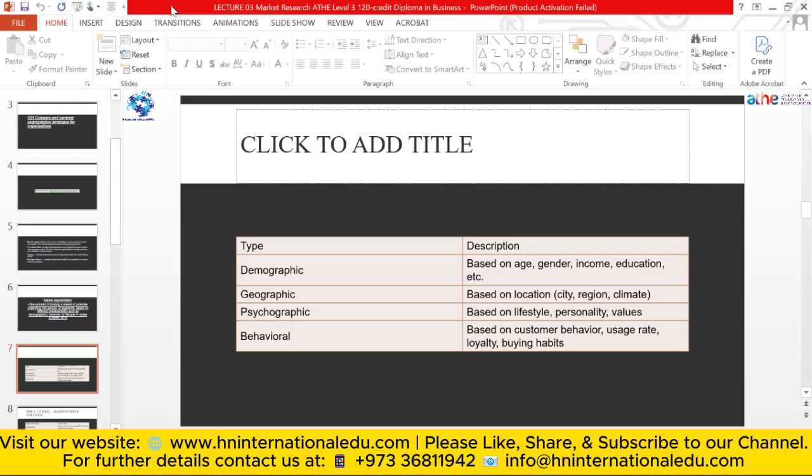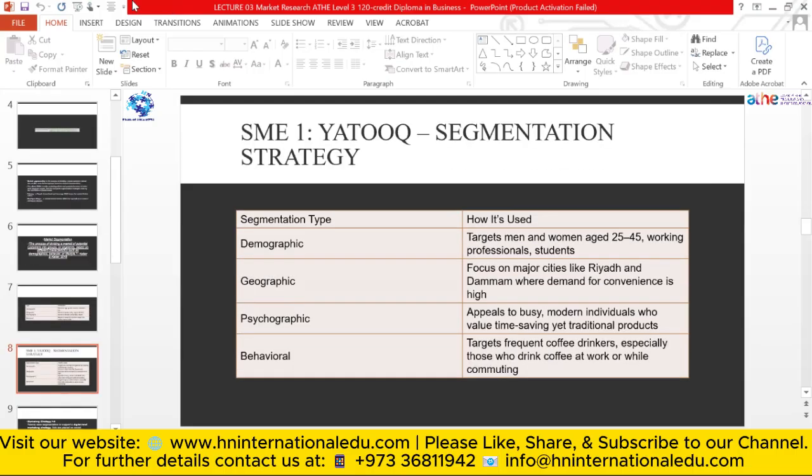So these are the main types of segmentation which we are going to study today, and these were the definitions. Now comes the brand, the company. Let's talk about it. Segmentation types, how they are used in this Arabic coffee shop. Demographic targets men and women, aged 25 to 45, working professionals and students.